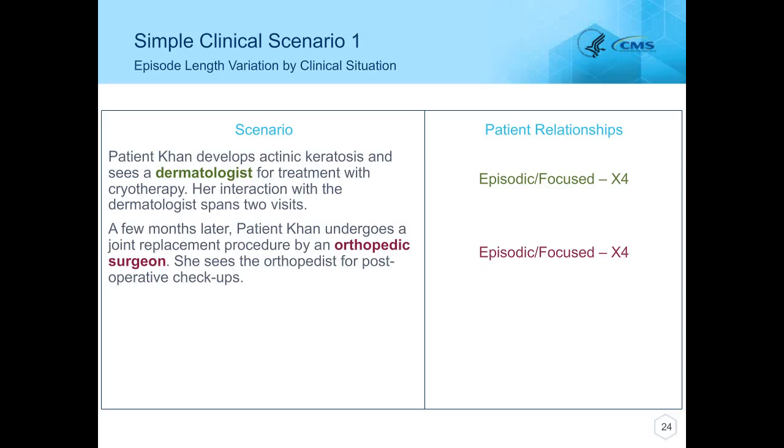And as you can see, the orthopedic surgeon, a different type of clinician, could also utilize the same PRC. In this situation, there are some postoperative checkups and the actual surgery, making this an episodic example. And given that it's focused on the joint replacement itself, it's also a focused relationship. So this would be an X4. Because the clinical context defines episodic, the categories for continuous and episodic patient relationships are not defined as a specific number of days. It's more about the type of clinical scenario. Next slide, please.